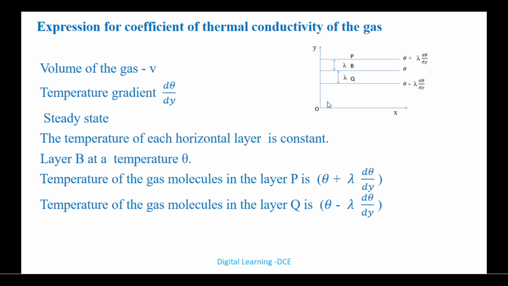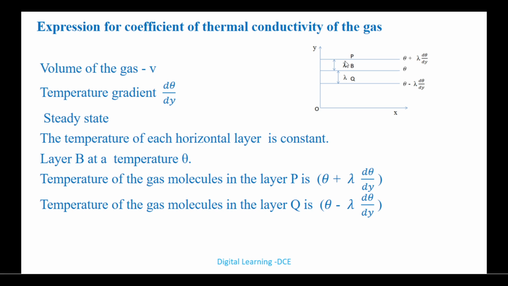Next, let us consider two more layers P and Q on either side of the layer B, and these two layers are at equidistance from the layer B, and that distance is equal to lambda, that is the mean free path. We are considering the two layers P and Q at a distance equal to the mean free path of the gas molecule in order to avoid collision while the gas molecules move between the layers.